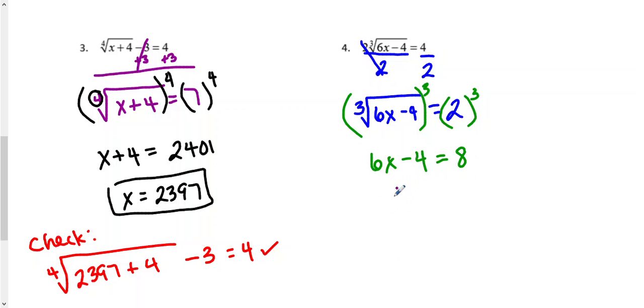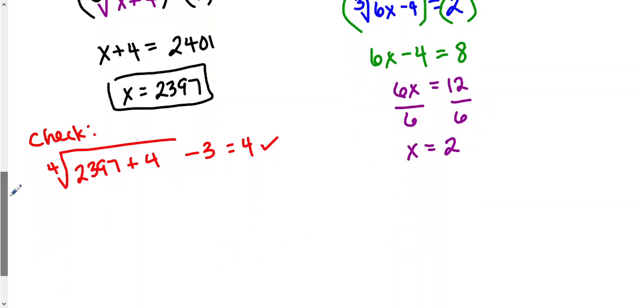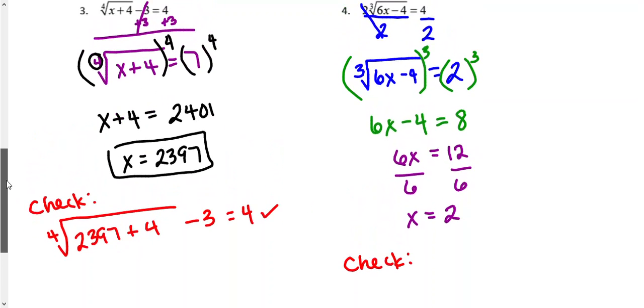Then from here, I just solve. So I would add 4, I would get 6x equals 12, divide by 6, and get x equals 2. Then my last step is to check. So I'm going to plug it into my original, which was 2 times the cube root of 6 times 2 minus 4 should equal 4.